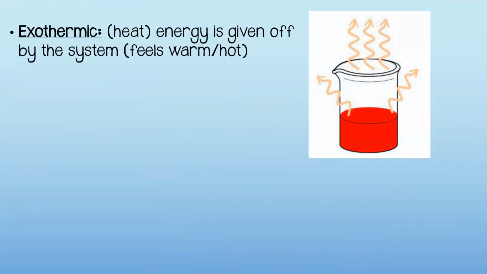So getting back to exothermic and endothermic. Exo means outside. So this is when heat or energy is given off by the system. You can see the arrows are coming off of my liquid to the outside. Because heat energy is being given off, it feels warm to you.